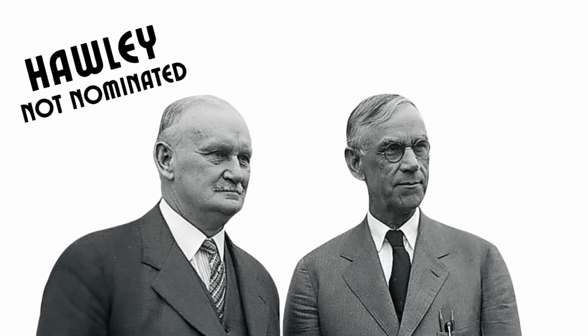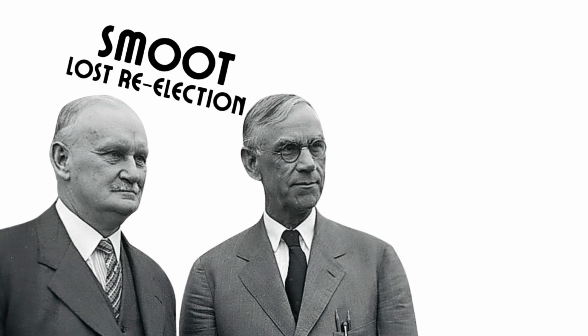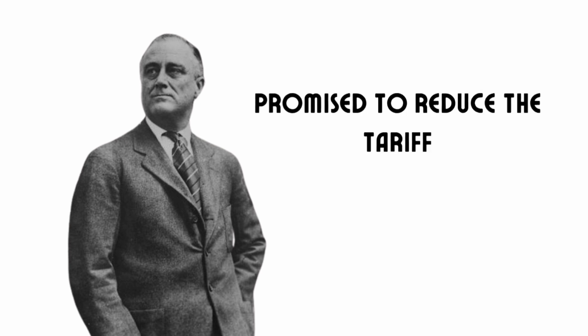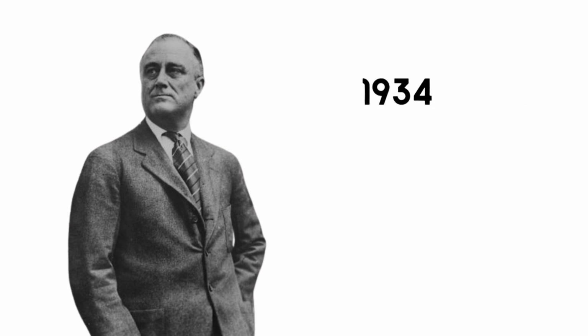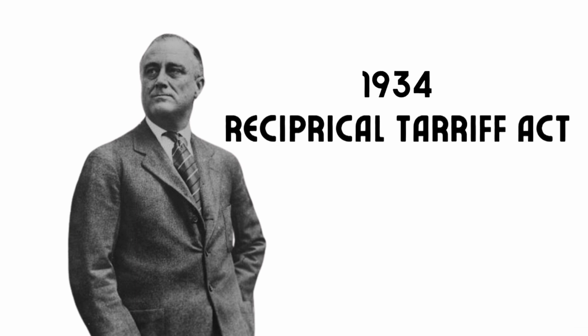Hawley lost renomination for his congressional seat, while Smoot was one of 12 Republican senators defeated in the 1932 elections, the largest swing in American history. FDR and the Democrats pledged to reduce tariffs, and in 1934 created the Reciprocal Tariff Act, allowing the president to negotiate tariff reductions on a bilateral basis and treating tariffs now as legislation and not as treaties.